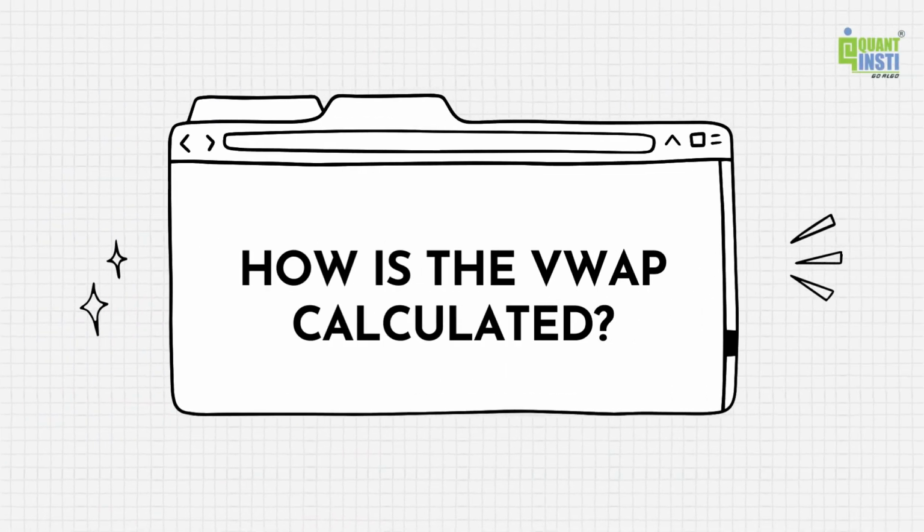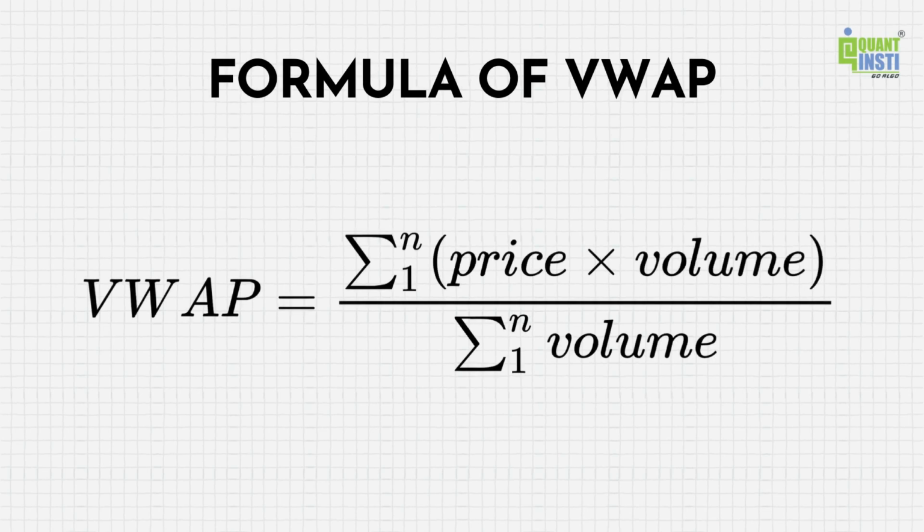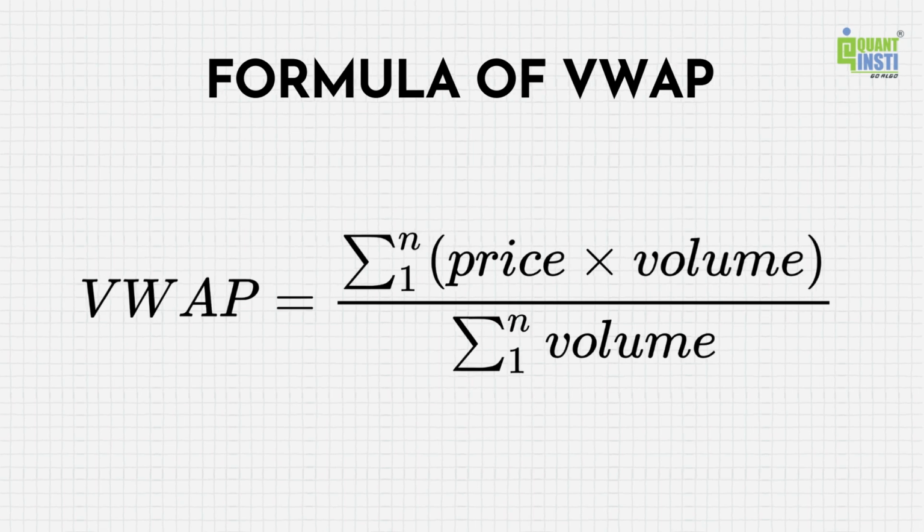How is the VWAP calculated? The VWAP calculation involves multiplying each trade's price by its corresponding volume, summing up these values, and then dividing by the total volume. The formula of VWAP is as shown. This gives us an average price that considers the influence of trading volume.